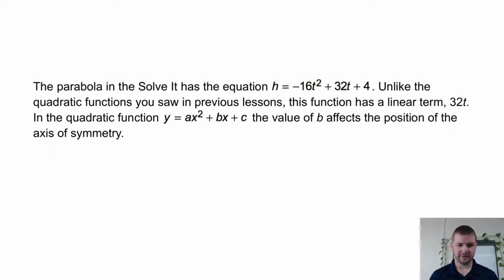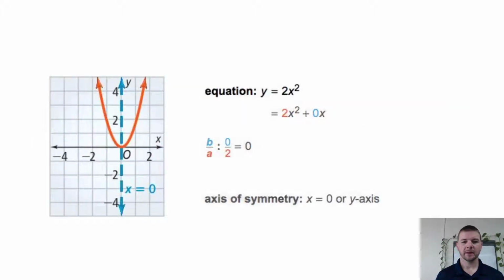The parabola in the solvent has the equation h equals negative 16t squared plus 32t plus 4. Unlike the quadratic functions you saw in previous lessons, this function has a linear term, 32t. In the quadratic function y equals ax squared plus bx plus c, the value of b affects the position of the axis of symmetry. Note this graph.